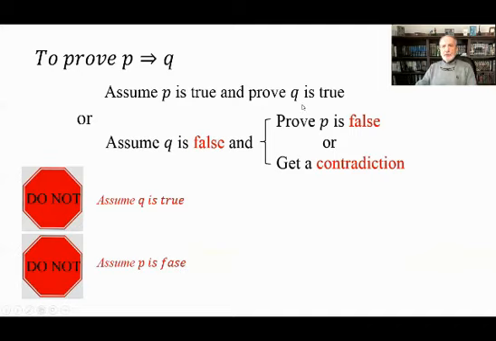You can't say, let's assume q is true. And do not assume p is false, because p is your hypothesis. That's your assumption. So if you avoid these two mistakes, then you really can't go wrong, because you are left with: assume p is true and prove q is true, or assume q is false and prove p is false.